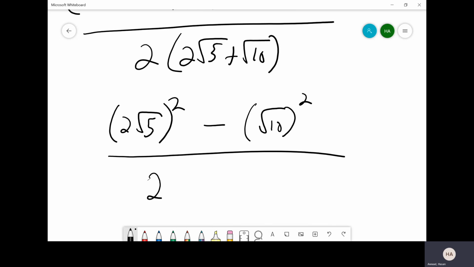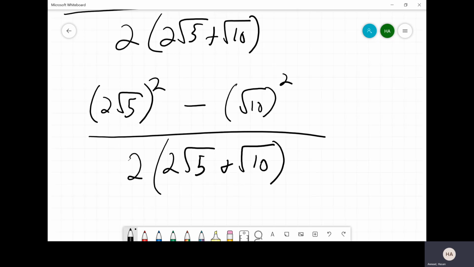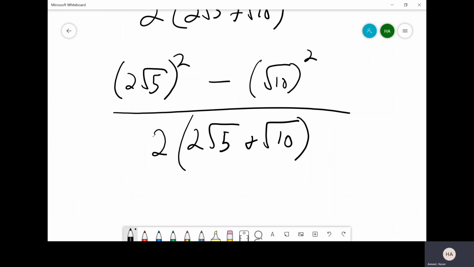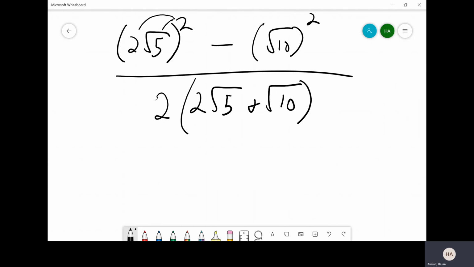If you did distribute the 2, that's totally okay, but you'll see why. So 2 times 2 square root of 5 plus square root of 10. Call it intuition, whatever you want to call it. So now what happens to our numerator? Well, when we do the exponent, we just distribute the exponent to each individual piece, right? So we get 2 squared, which is 4, and then times, what is a square root of 5 squared? Well, the square is just going to cancel with the radical sign there, right? So 4 times 5. And we get a minus.